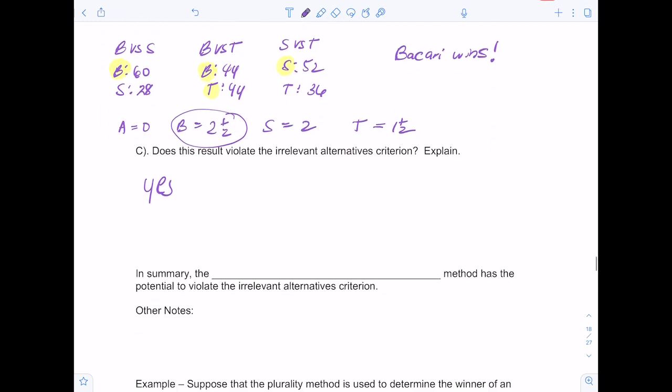Okay, so in summary, pairwise comparison has the potential to violate the irrelevant alternatives criterion. So, keep in mind, it's not always going to happen, but it could. Okay, and that goes along with any of the voting methods. So each voting method we've discussed actually has the potential to violate the irrelevant alternatives criterion. Okay, again, the potential to violate.